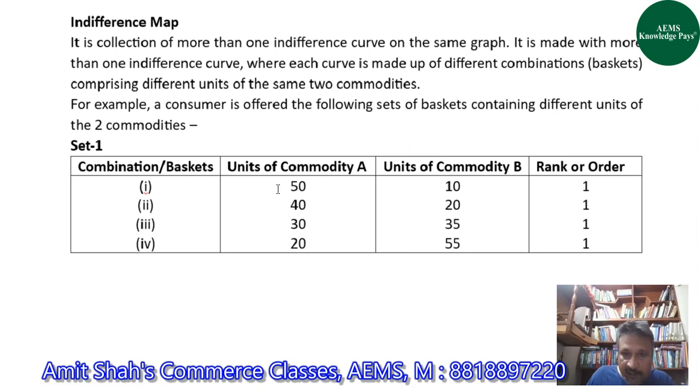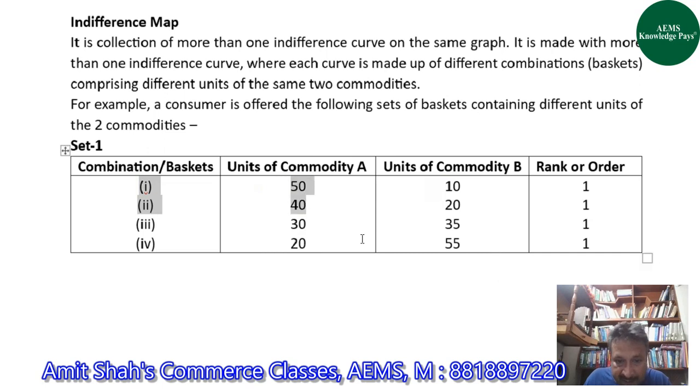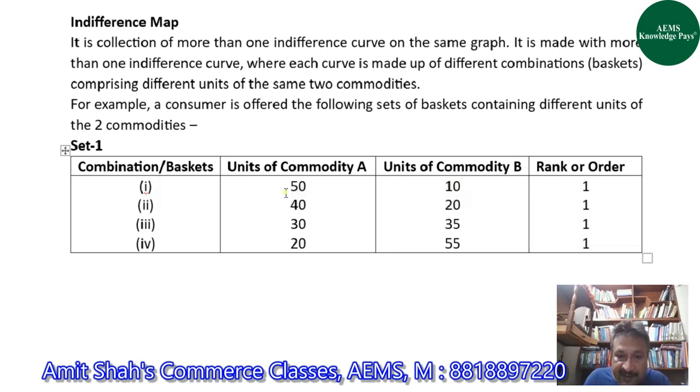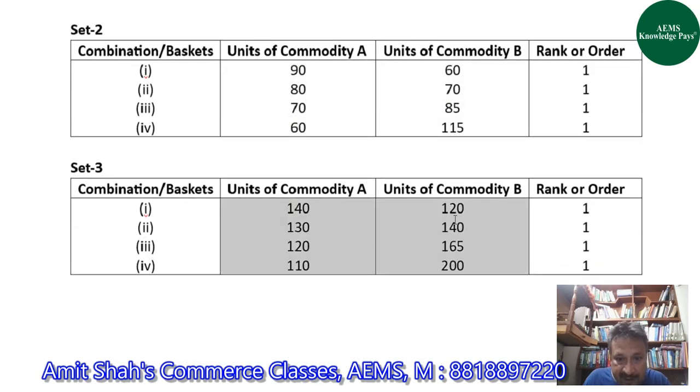So in each of the sets, guys, you can see that units of commodity A are decreasing from one basket to another, and units of commodity B are increasing from one basket to another. Like when we move from basket 1 to basket 2, units of commodity A have decreased by 10, units of commodity B have increased by 10, right? And this is happening further also. Here also, units of commodity A are decreasing and units of commodity B are increasing, and the same is happening here also.